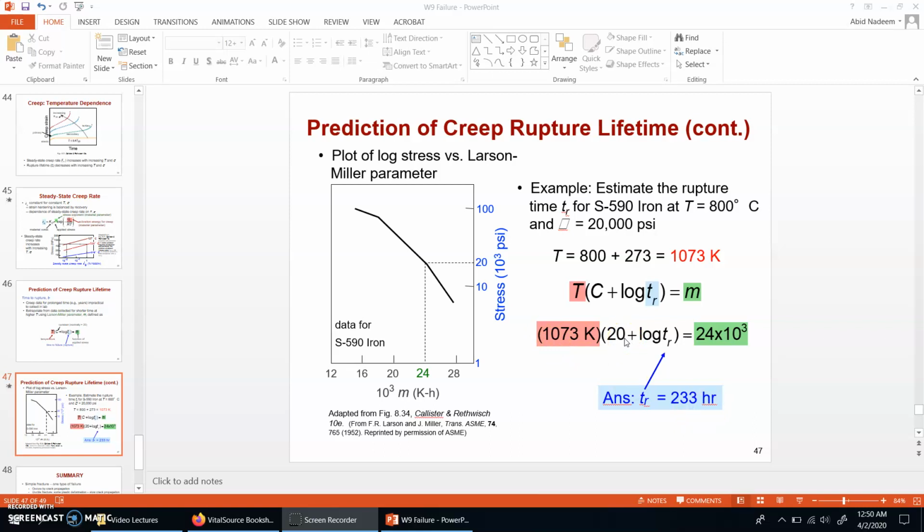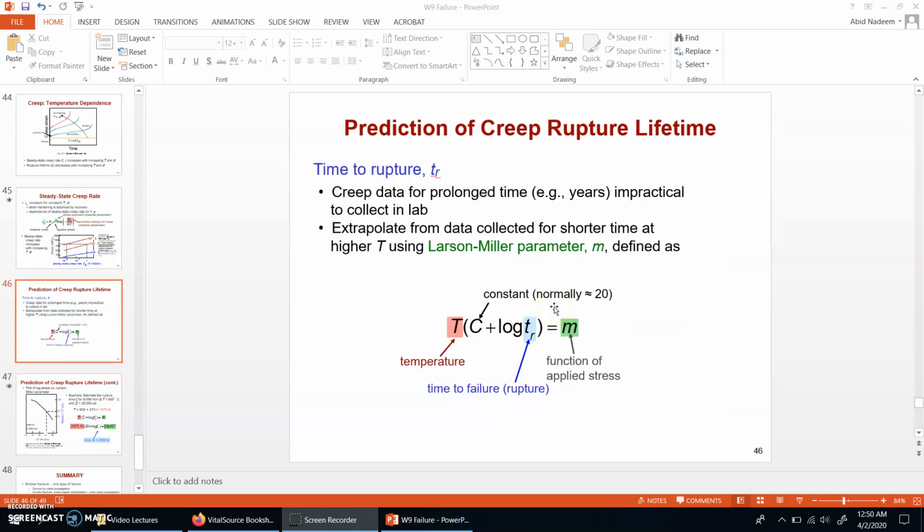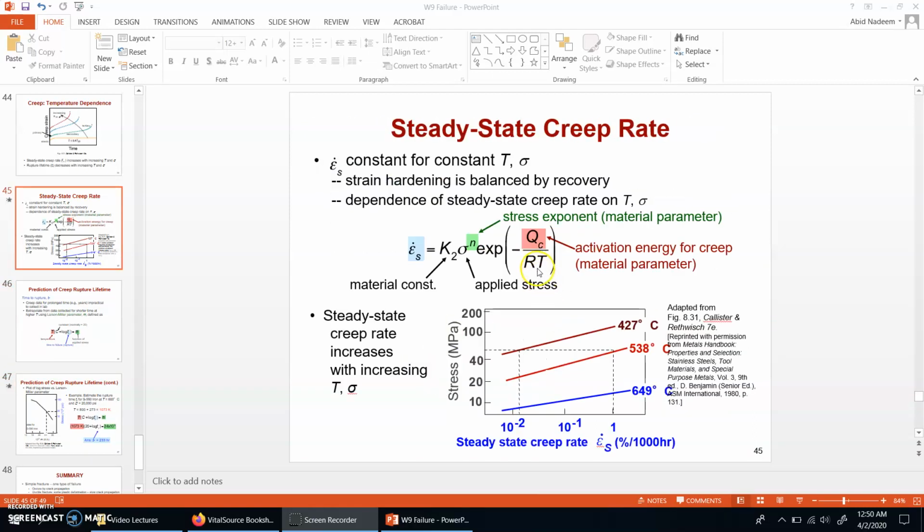And then if we want this time to rupture at room temperature, then we can convert it using this equation here, provided we know the activation energy for creep, etc.